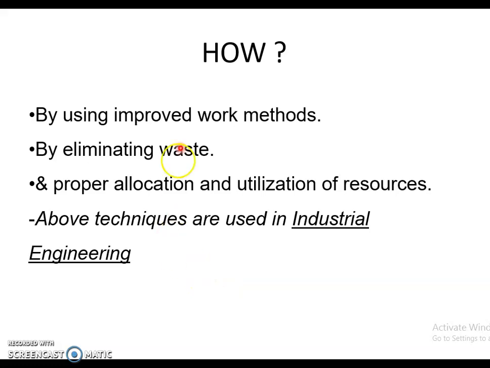Now how can productivity be increased? In short, let us discuss it here. By improving the work methods: if the work methods are efficiently designed, efficiency or productivity can be increased. Second, by eliminating waste: if raw material wastage is minimized, it ultimately helps to increase productivity. And last, proper allocation and utilization of resources improves productivity.